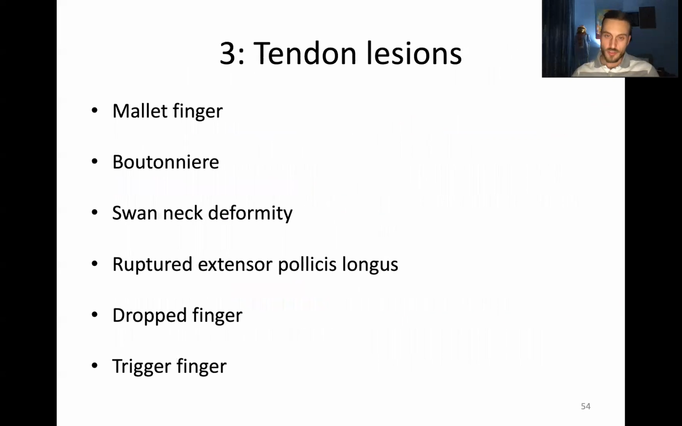What about the tendon lesions? Very common. We ask a lot about them in the exams, especially in the OSCEs. Mallet finger, boutonniere, swan neck, ruptured EPL, dropped finger, and trigger finger. So what's a mallet finger?